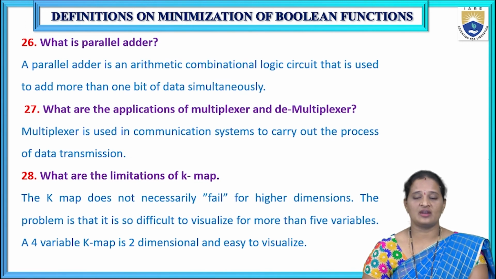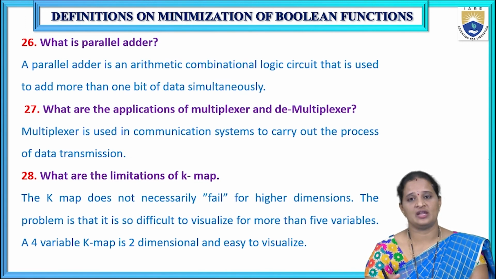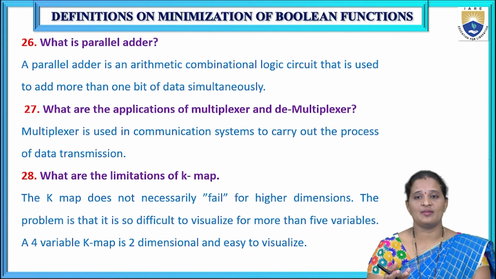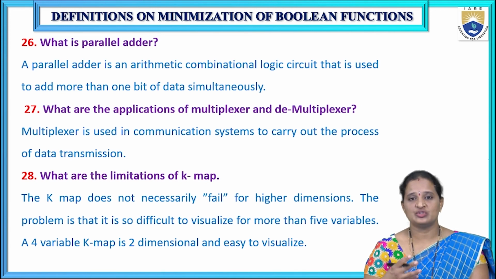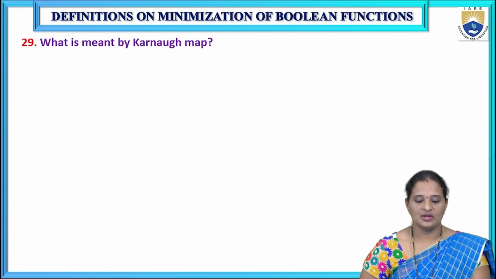What is the difficulty that we can find? Grouping is a difficulty. That means we cannot identify the proper adjacent cells such that all of them are grouped and we can get the more simplified expression. As this is the drawback, we are going for the tabular method.